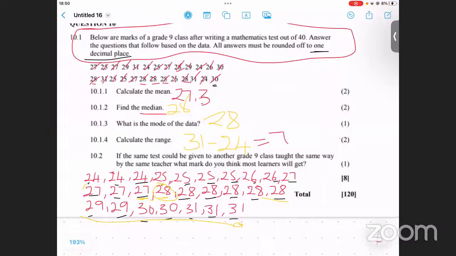Now let's go to 10.2. It says, if the same test could be given to another grade 9 class taught in the same way by the same teacher, what mark do you think most learners will get?